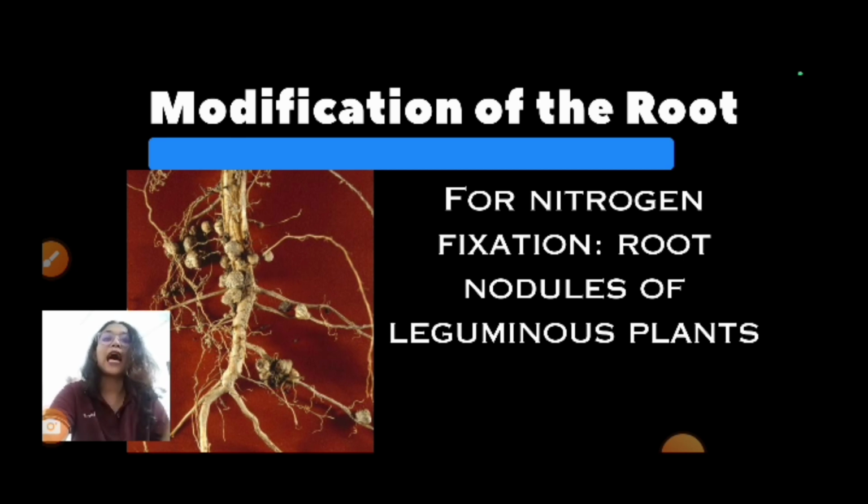Okay then. So we have completed the root system. In the next video, I'll come up with the stem. We'll see the different types and we'll see some characteristics like what we did in the root. We will see the modification of stems and all.